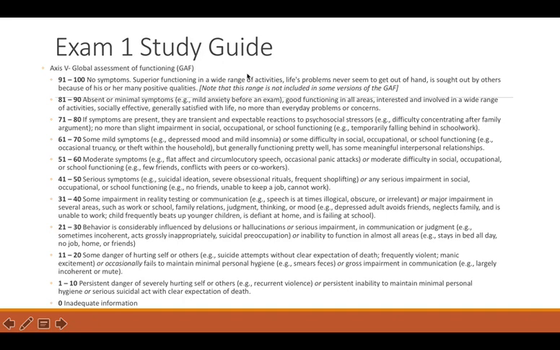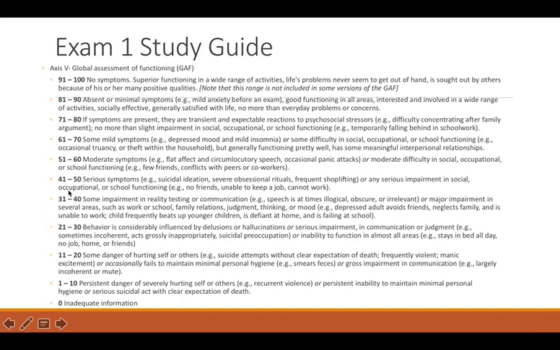Then moving to the next one, axis 5 is the global assessment of functioning, or the GAF. So know where these lie, know the numbers, it's a 0 to 100 scale. Anywhere from 91 to 100 means no symptoms. You're probably not going to be seeing these patients in your psychiatric practice anyway. This is to measure the degree of impairment that the psychiatric symptoms have on the patient.